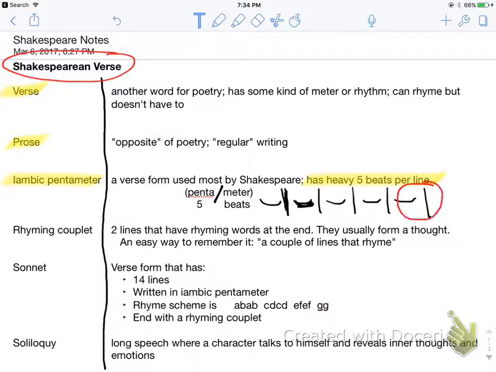One of these guys right here is called an iamb. And that's how iambic pentameter gets its name. So it's basically that form, that rhythm, repeated 5 times. That's the pentameter. And as I said, I promise we'll talk about this more later, but for now, just write that down and then it'll make more sense.